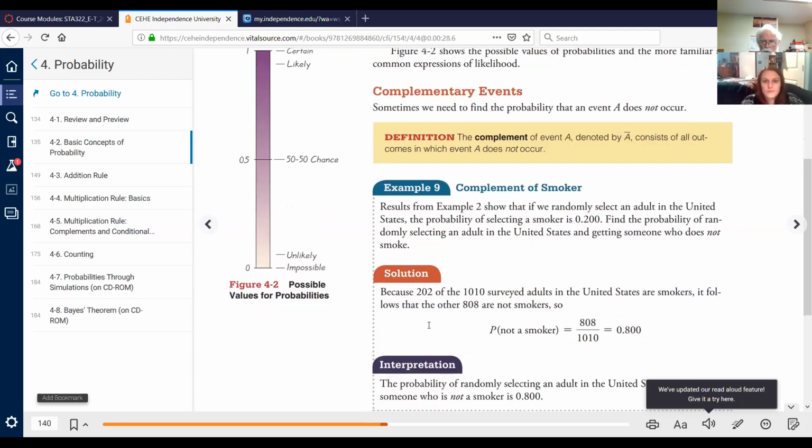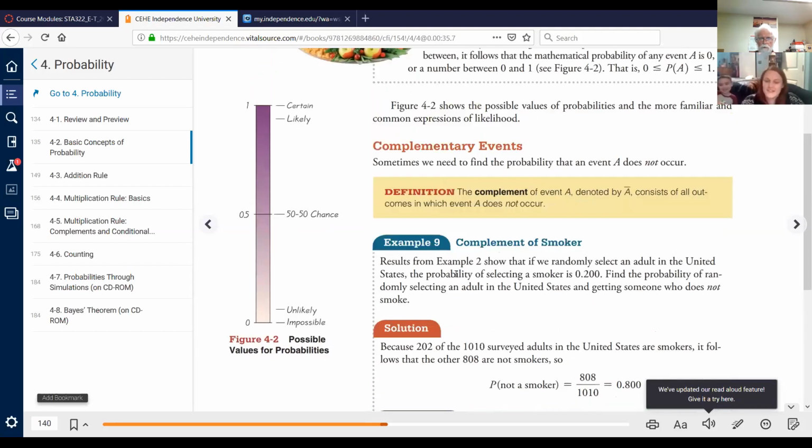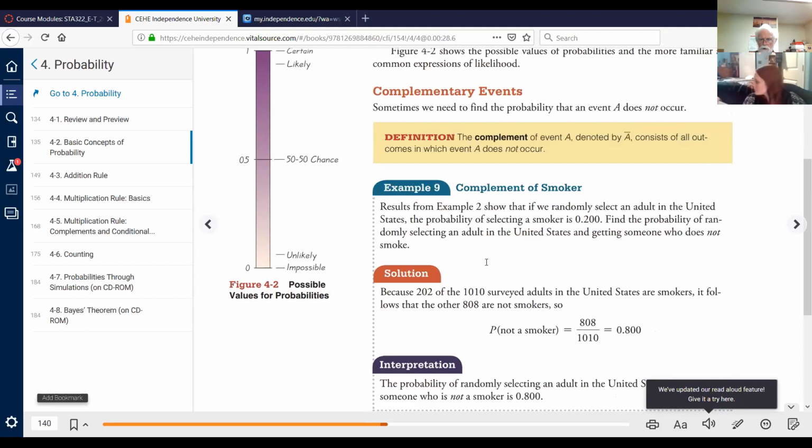So if we go back to that smoker survey that was a couple of pages ago, then we have the complement of smokers, which is the difference between that 0.2 and 1, so it'd be an 80% chance of a non-smoker.